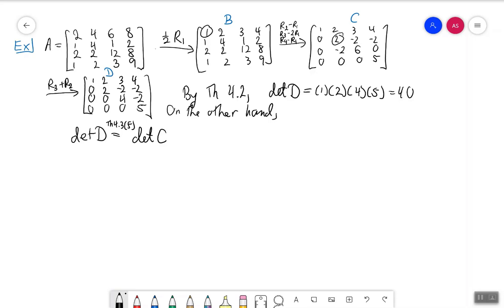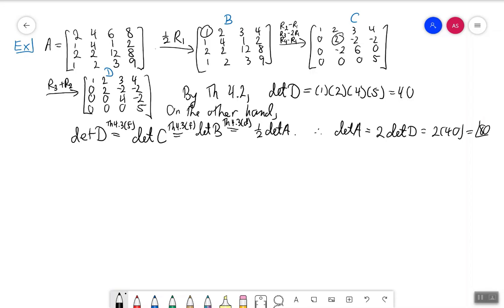That's because we did the operation of adding a multiple of one row to another. And the determinant of C, for the same reason, is by theorem 4.3 part F, the determinant of B. Then using theorem 4.3 part D, we get that the determinant of B is 1/2 times the determinant of A. So, combining both equations, you see that the determinant of A is 2 times the determinant of D, which is 2 times 40, which is 80.